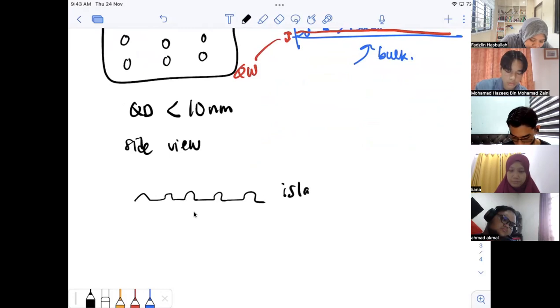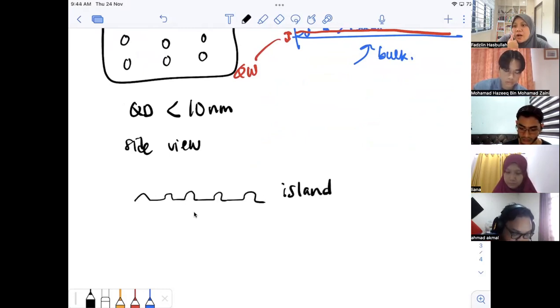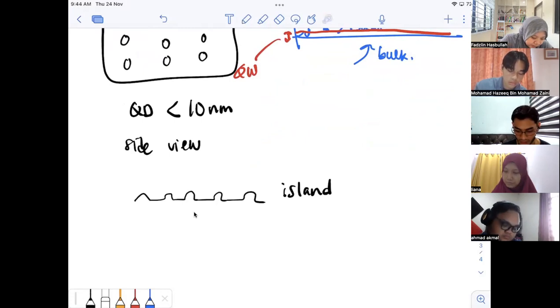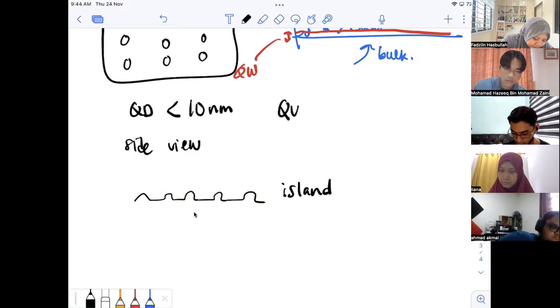We call it quantum dot islands. Dia jadi macam biji-biji macam jerawat. Macam itulah. And random. Dia akan besar kecil. Tapi we try to make sure that each of the island ni lebih kurang sama. And this island is called quantum dot. And the physics of the quantum well, quantum dot, dia dipanggil quantum confinement.